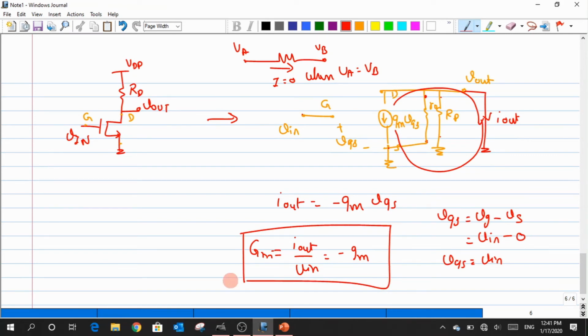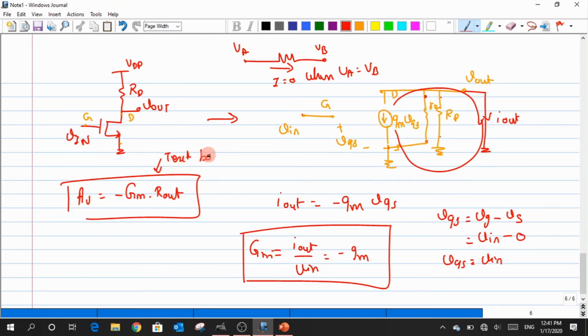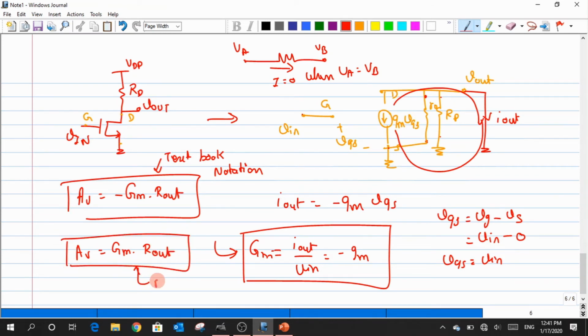There is one thing that I want to emphasize here: in your textbook the gain was expressed as something like minus capital GM times R out. This is your textbook notation, but I generally prefer to use this kind of notation, where I define this GM to be the gain, just a product of capital GM times R out, or in short, it's Pn R's notation.